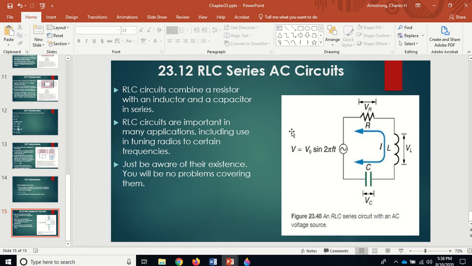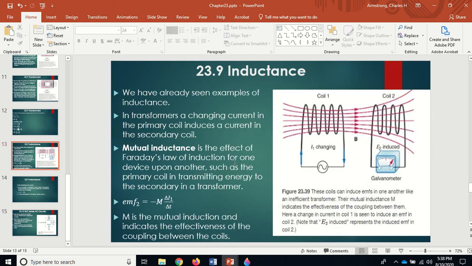Here's a case where we put the three components that we talked about together: the resistor, the capacitor, and this is the symbol for an inductor. It's a coil. It's just a coil. Okay, there's your inductor. RLC circuits combine a resistor with an inductor and a capacitor in series. RLC circuits are important in many applications, including back when you tuned a radio, you turned the dial, and what you were doing was changing, I believe, the capacitance maybe, but you're changing something in the circuit, which causes it to tune into different frequencies. Okay, just beware of their existence. You will be doing no problems covering them. And that is it for this.